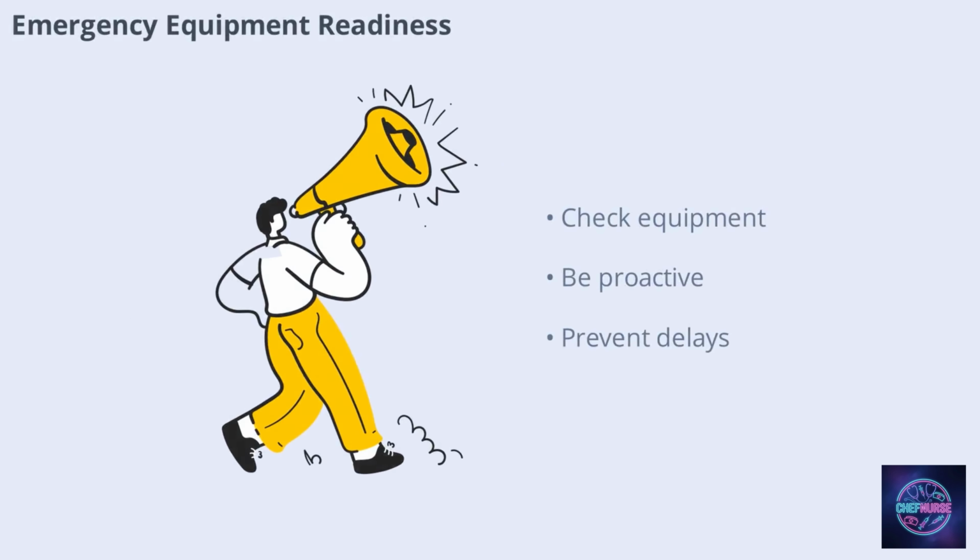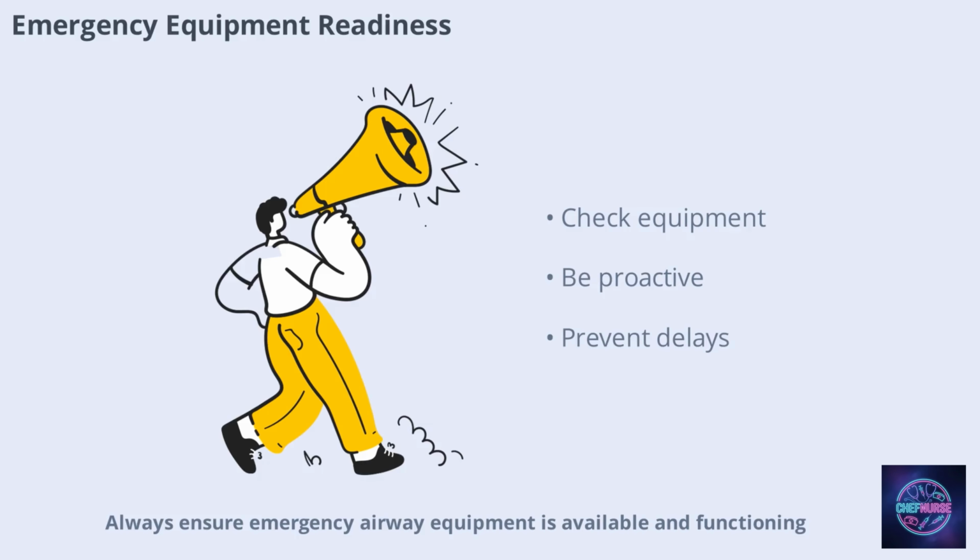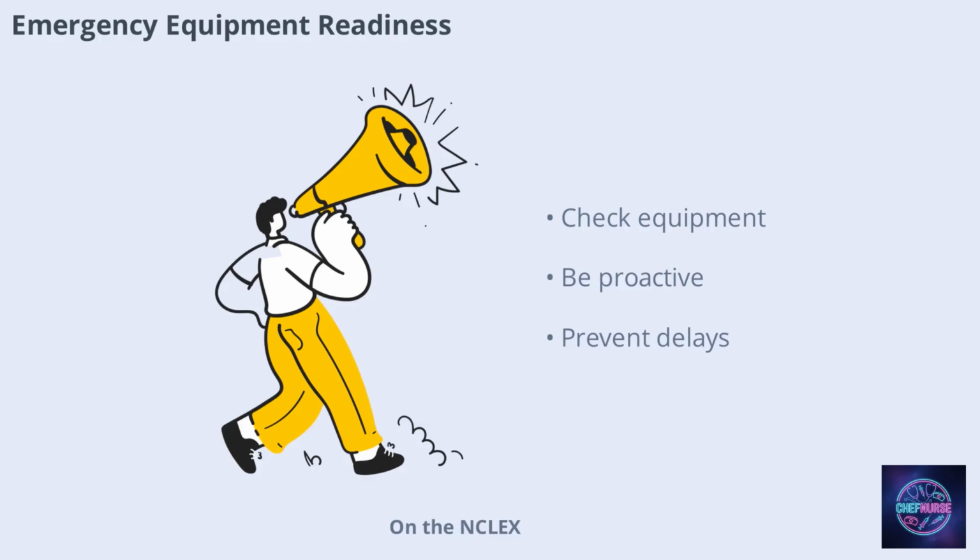Always ensure emergency airway equipment is available and functioning. On the NCLEX, if you're responsible for a patient at risk for respiratory compromise, check that suction, oxygen, and airway adjuncts are ready. This proactive approach can prevent delays in life-saving interventions.